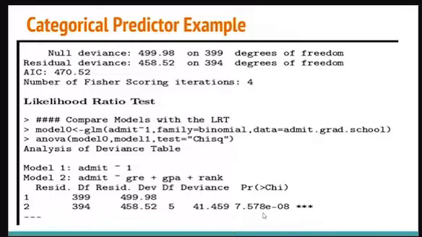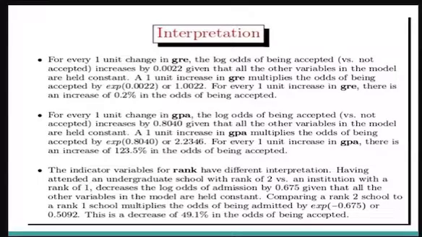It means you're actually going to reject a simple model, which means, of course, the explanatory variables here actually play a role in securing admission into graduate school. That's what I mean. Now you can interpret parameters.